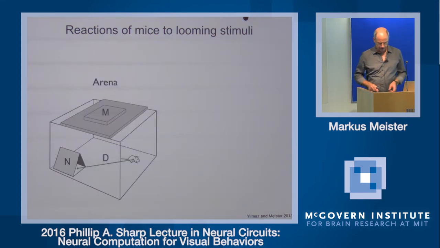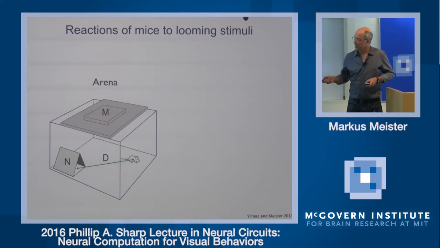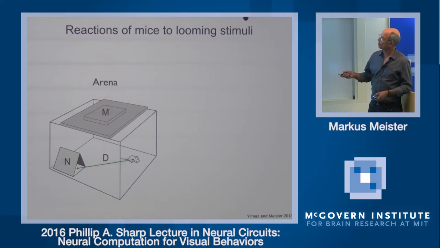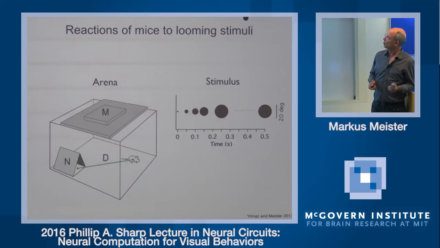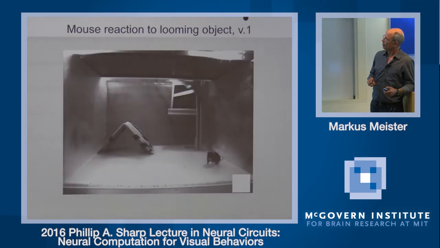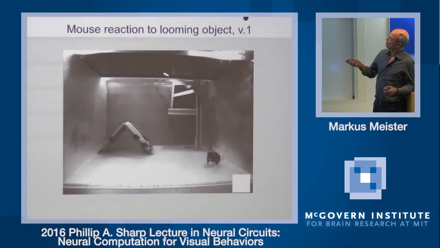We put the mouse in a small arena that has in one corner a nest, which the animal perceives as a shelter. And we cover the roof of the arena with a display monitor. And on the monitor, we put a simulation of an approaching owl. You don't have to be terribly realistic about this. In fact, an expanding dark disk is very effective, as I'll show you in a moment. So we give the animal about 5 minutes or so to explore the arena and get comfortable with it. And then at some point, we present this expanding disk on the roof of the monitor.